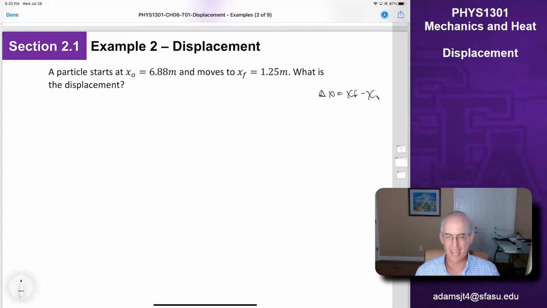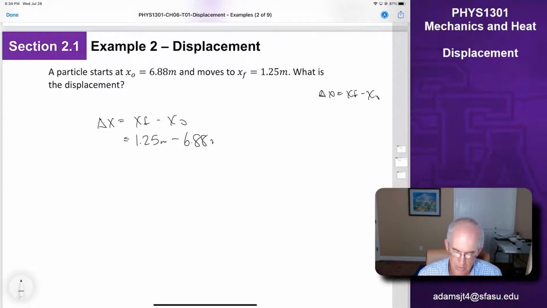Well, again, I've given you a simple example where there's not going to be any algebra. The excitement here is going to occur because x sub naught is greater than x sub f, so we'll see that we're going to have a negative displacement of x sub f minus x sub naught. Remember, x sub f is 1.25 meters, and x sub naught is 6.88 meters. And this is going to give us an answer of minus 5.63 meters.